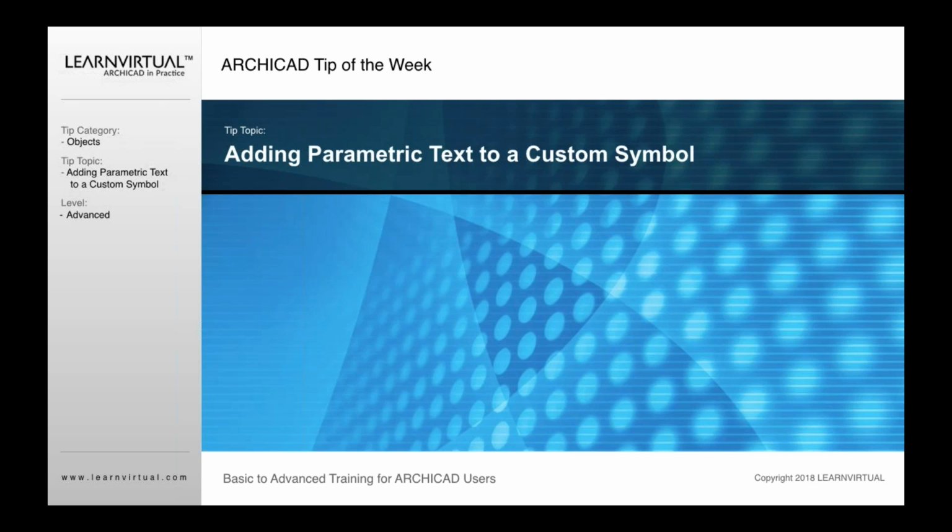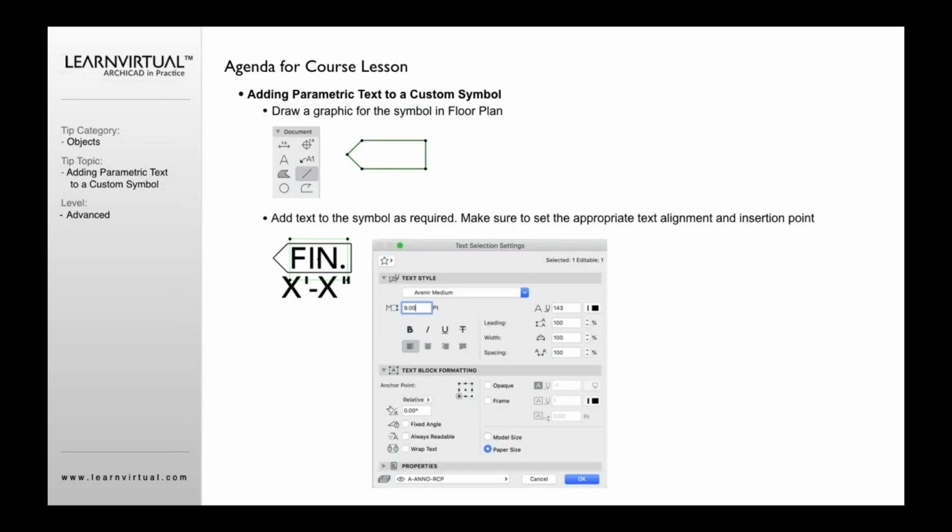Our tip of the week this week is how we add parametric text to a custom symbol. Based on that example that I was just discussing, the first thing we want to do is draw the symbol. We take whatever custom shape we want, using the line tool, spline tool, or circle tool. And of course, we could also add fill to that if we need it.